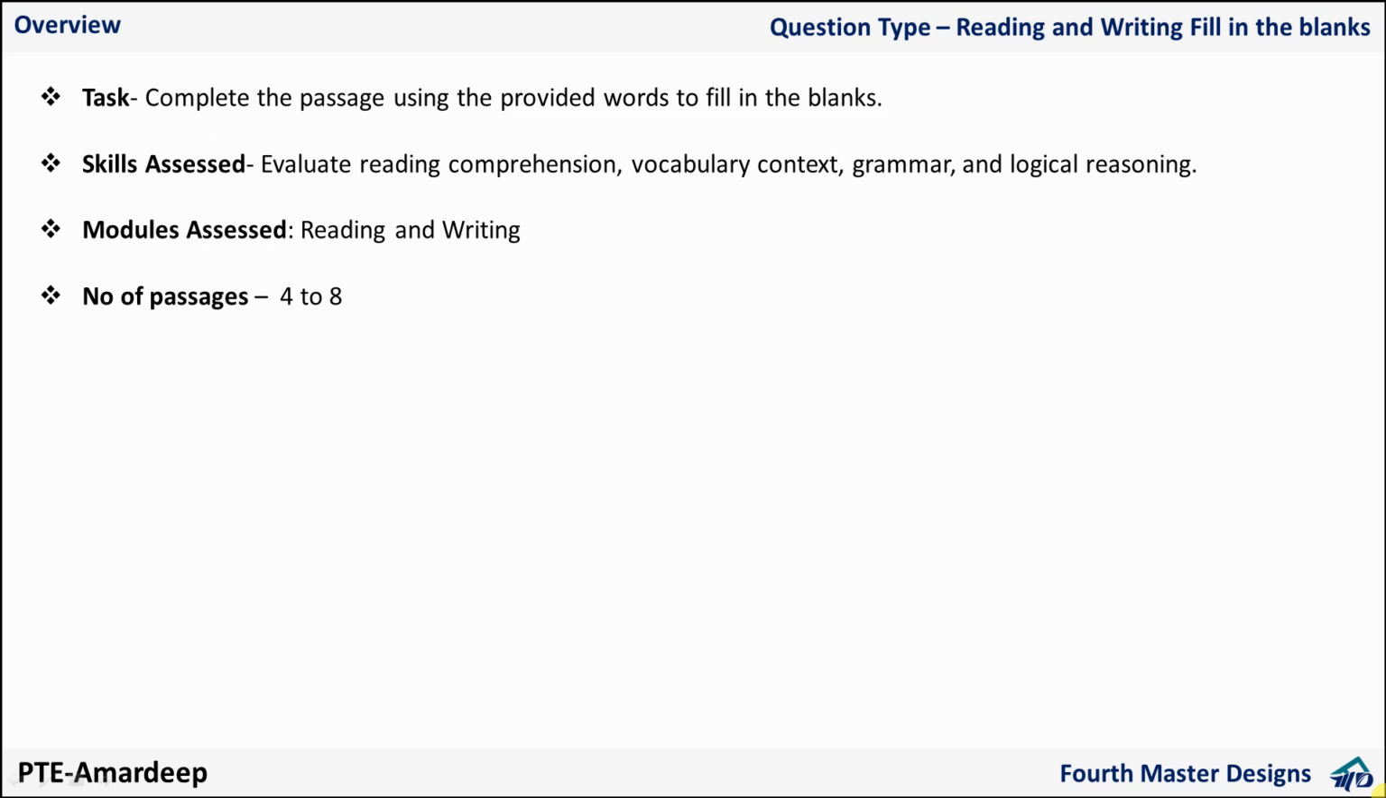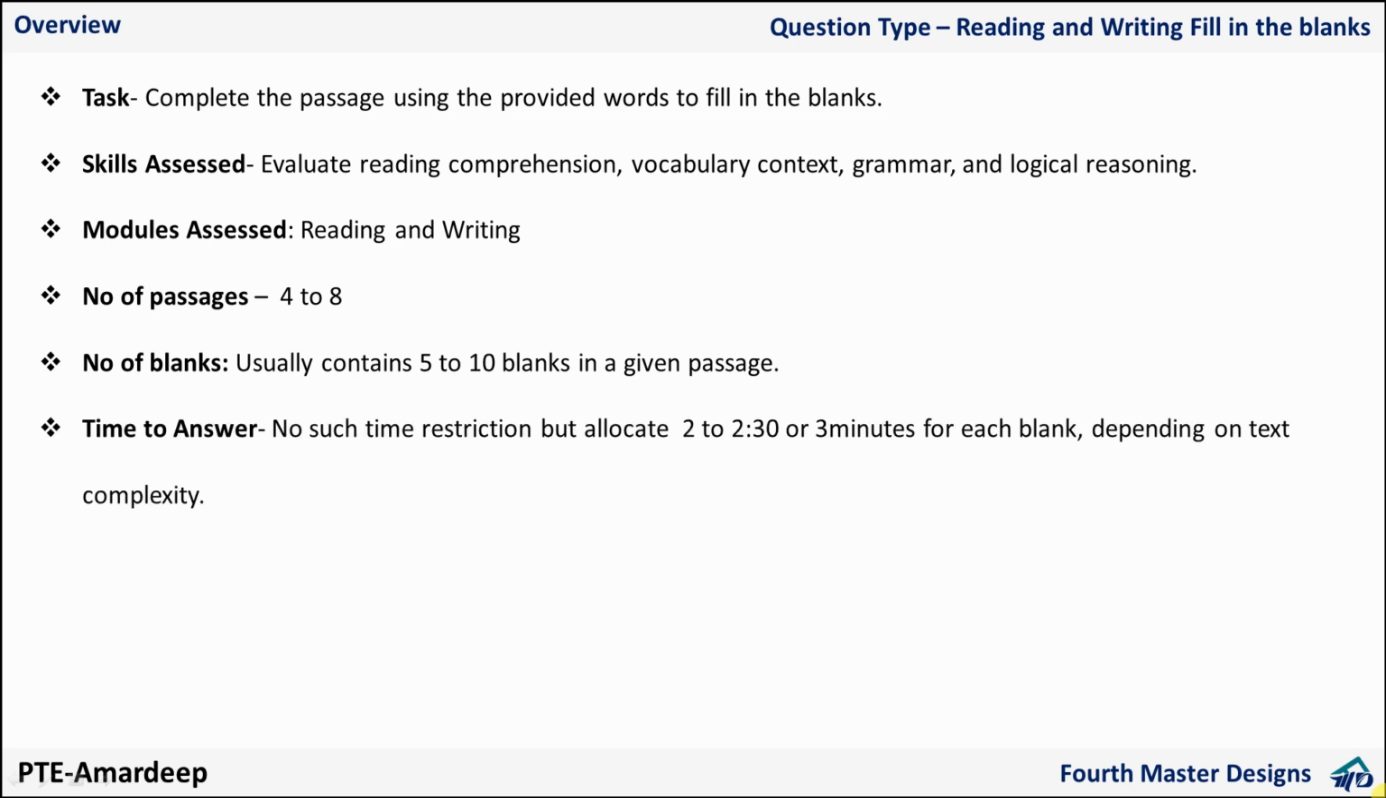Usually students tell me they got 5 or 6 passages. How many blanks? You are going to get 5 to 10 blanks. Well, 10 is very rare. Usually 5 to 6 blanks. I won't say exactly 10, and I won't say exactly 5. Sometimes there are 7 also. Keep that in mind.